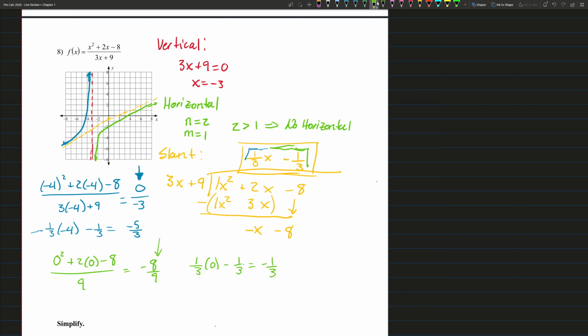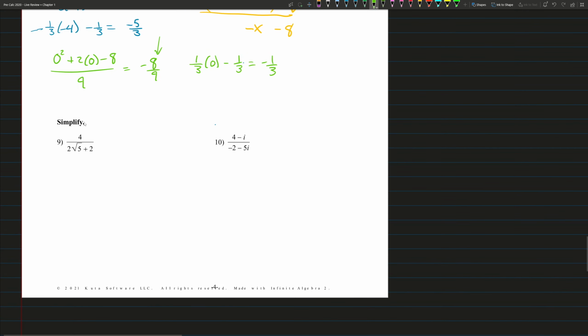Okay, so check vertical, check horizontal. If there is no horizontal, check slant, find slant, and then test left, test right, which I know is simpler said than done, but that's the idea. Okay, then the last two questions are just simplifying.